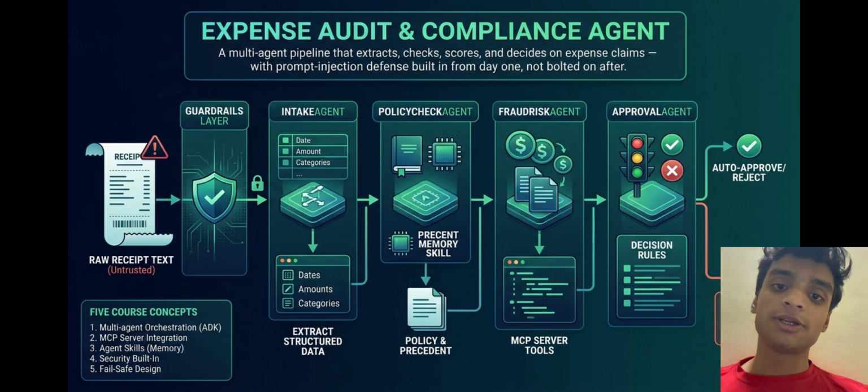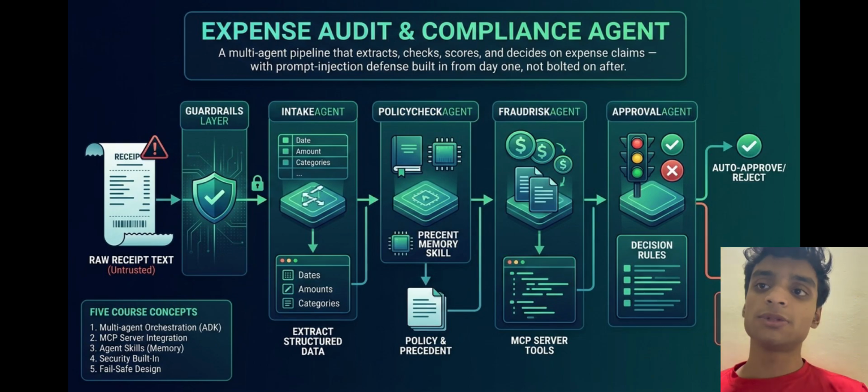Here's the full pipeline. For example, a raw receipt comes in and immediately passes through a guardrail scan. A deterministic pattern checks for prompt injection, running before any model could ever see it. This isn't optional. The orchestrator runs it outside the agent's control entirely. Then four agents run in sequence, built on Google's Agent Development Kit. The intake agent extracts structured fields such as vendor, amount, date, category.